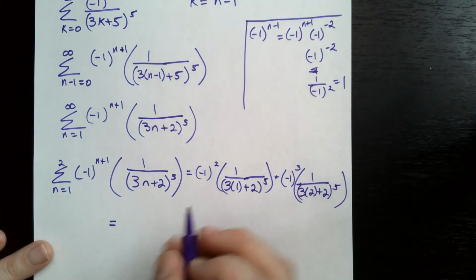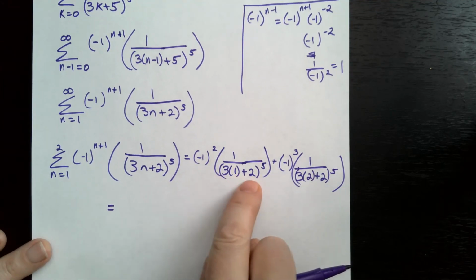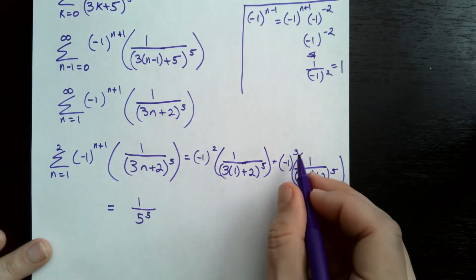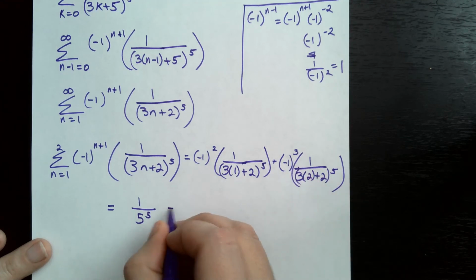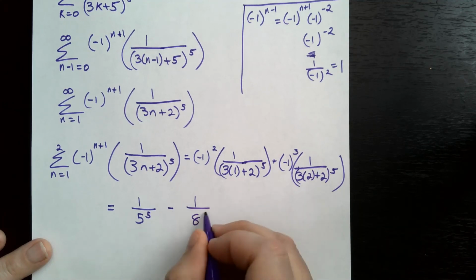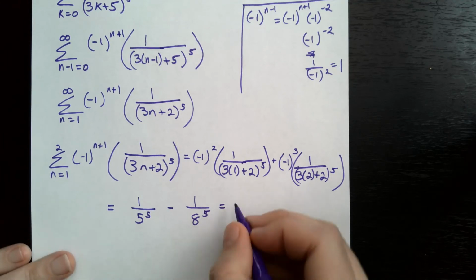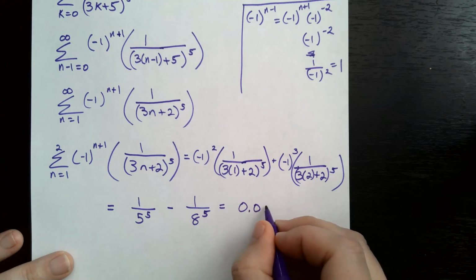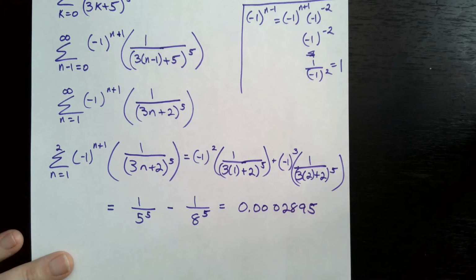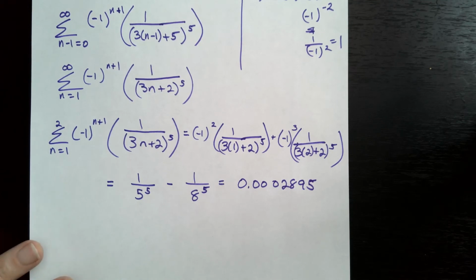Okay, so let's see what that gives me. The negative 1 squared goes away. This becomes 5 on the inside here, so 1 over 5 to the 5th power. And then the negative 1 to the 3 stays negative, so I'll put a negative out front. And let's see, 6, 7, 8, 8 to the 5th. So minus 1 over 8 to the 5th. Okay, if you combine those together, you'll get 0.0002895. Okay, and we're rounding that to 7 decimal places. All right, so that's the nth partial sum with n equals 2 rounded to 7 decimal places.